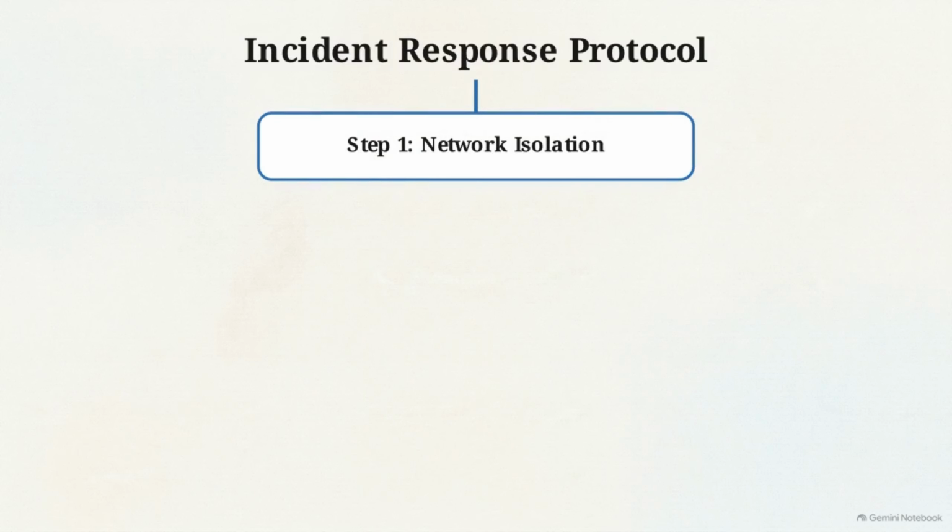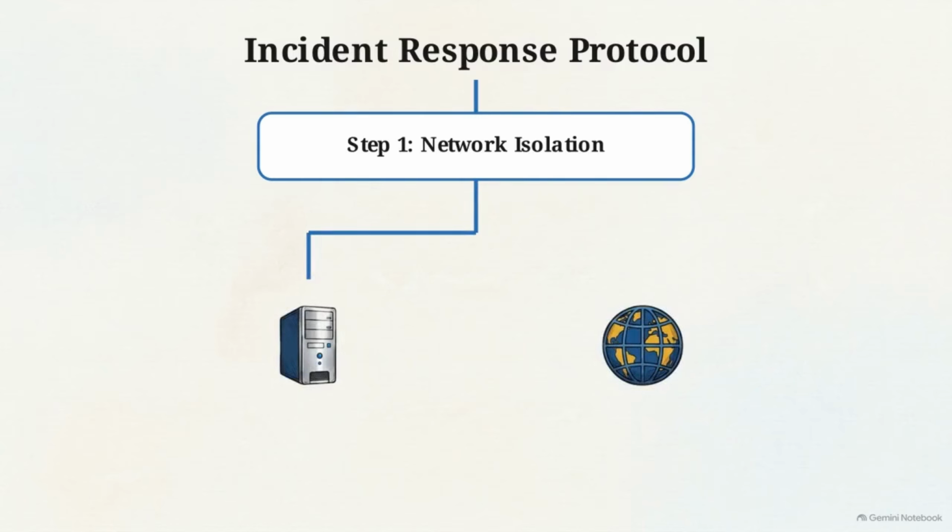Looking at our incident response flowchart, step 1 is to immediately disconnect the network, unplug the Ethernet cable, and disable Wi-Fi. This severs the malware's connection to its external command and control server, preventing further data theft and stopping the infection from spreading to other devices.